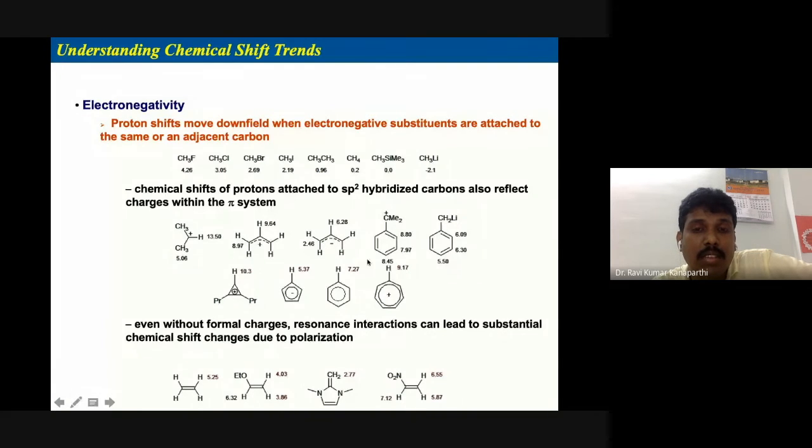If you have an electronegative charge, a carbanion type of thing, which is conjugated and delocalized, then such protons will be upfield or shielded protons, right? And you can see here the carbocation. Normally a benzene proton will be seen at 7.26, but since this charge is there, accordingly it has modified.